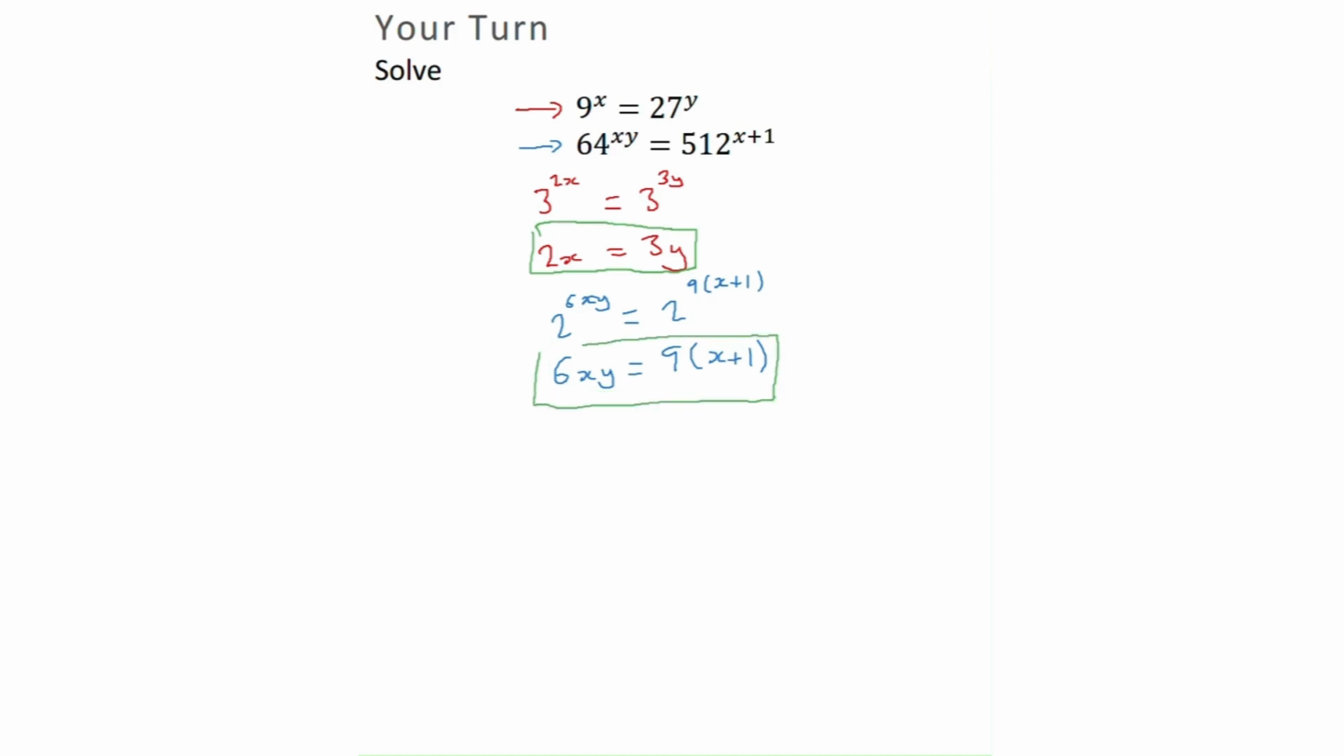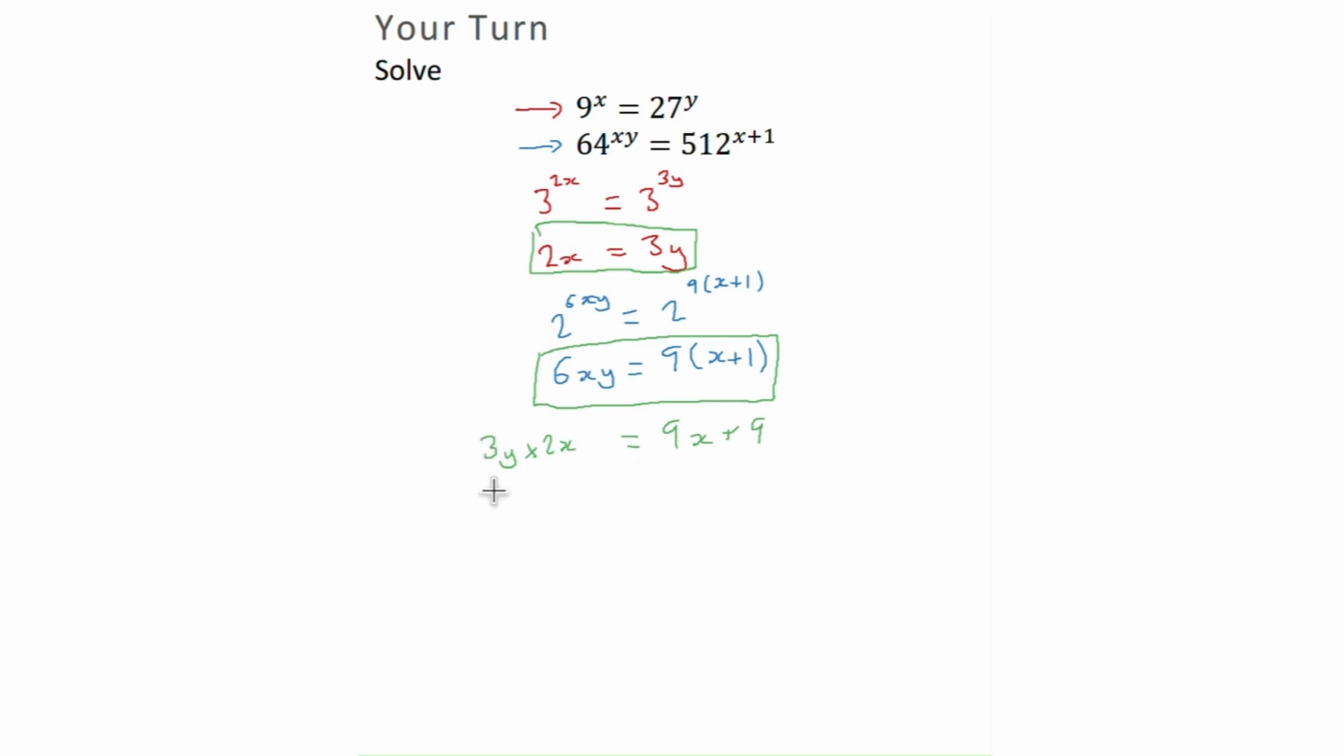So how can we solve these two equations? Well, we're going to have to do a substitution here because these are not linear simultaneous equations. We know 3y is equal to 2x. So in the 6xy, I'm going to replace the 3y. Let me just write that out. I've got 3y times 2x. That would give me the 6xy is equal to 9x plus 9.